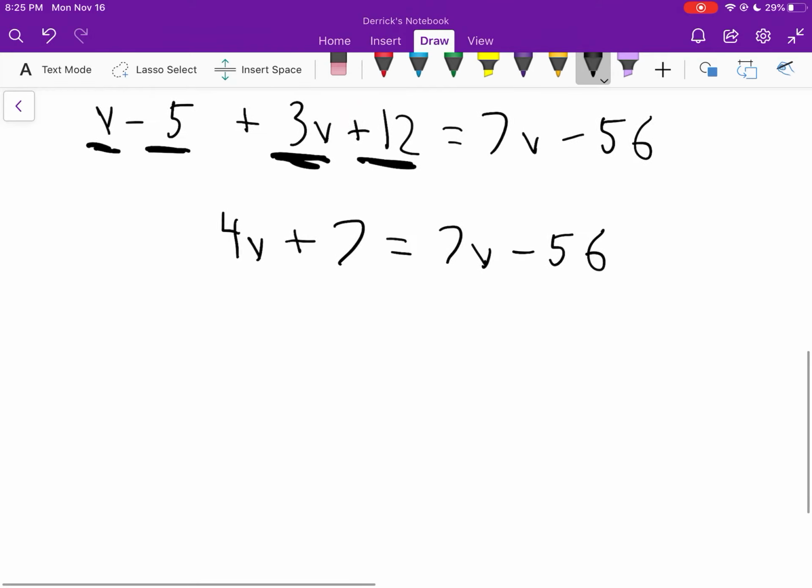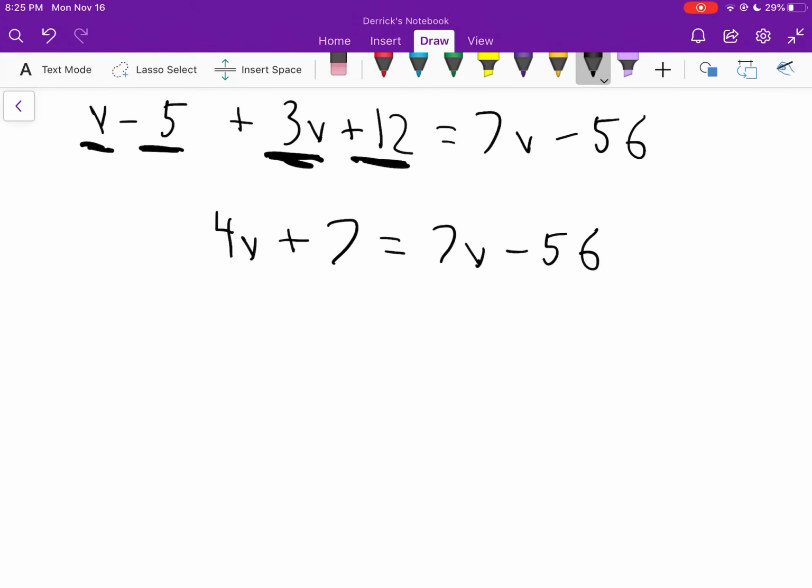Now I want to get all my v's on one side, all my constants on the other. It's kind of up to you guys which direction you want to go. It truly doesn't matter whether you get all your v's on the left side or the right side, and same with the constants. For me, I'm going to put my v's on the left and my constants on the right. So I'm going to subtract 7v to the left side. 4 minus 7 would give us a negative 3v plus 7 equals negative 56.